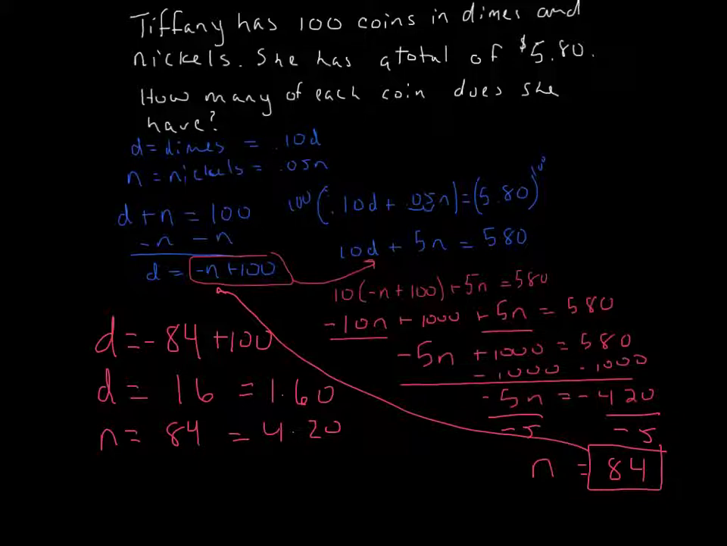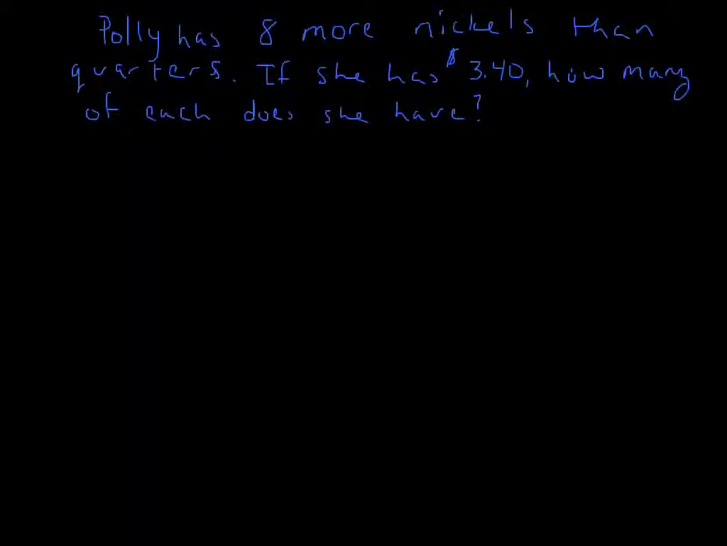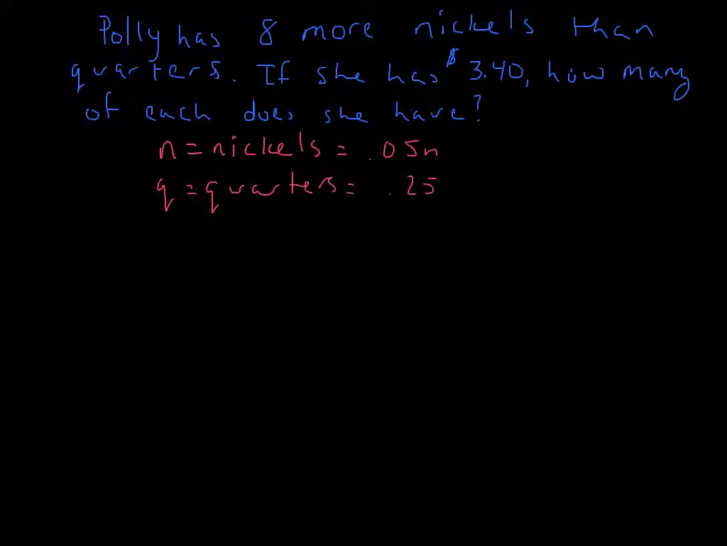So we are right. All right, let's go over to the next one and see if we can't do another one. All right, so the next one says Polly has 8 more nickels than quarters. Okay, it says if she has $3.40, how many of each does she have? Okay, so again, this time we have nickels and quarters. So we got N equals nickels. And let's remember that for the price of every nickel, we're going to do 0.05 times the nickels. And then we'll do Q for quarters.